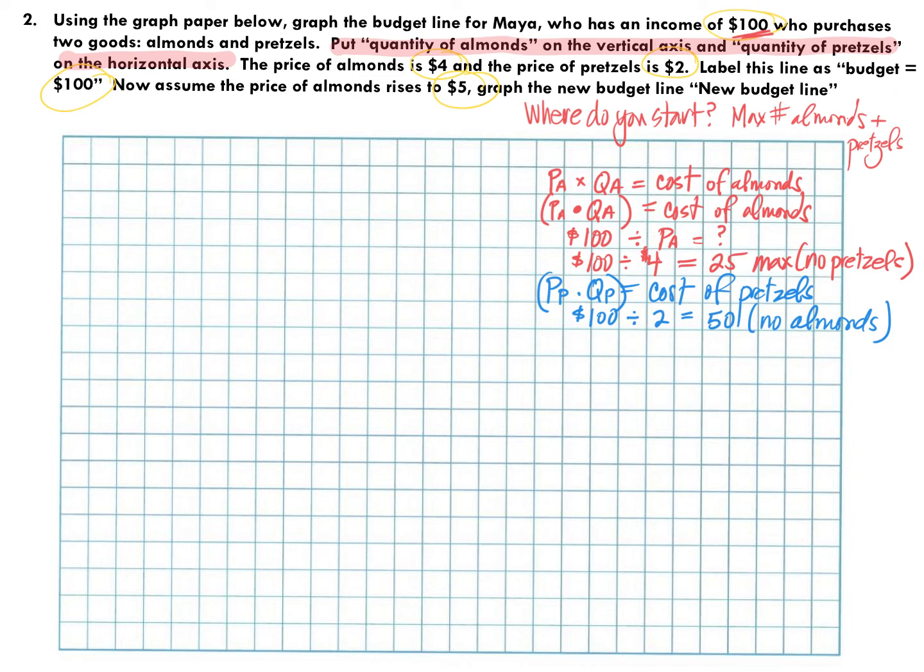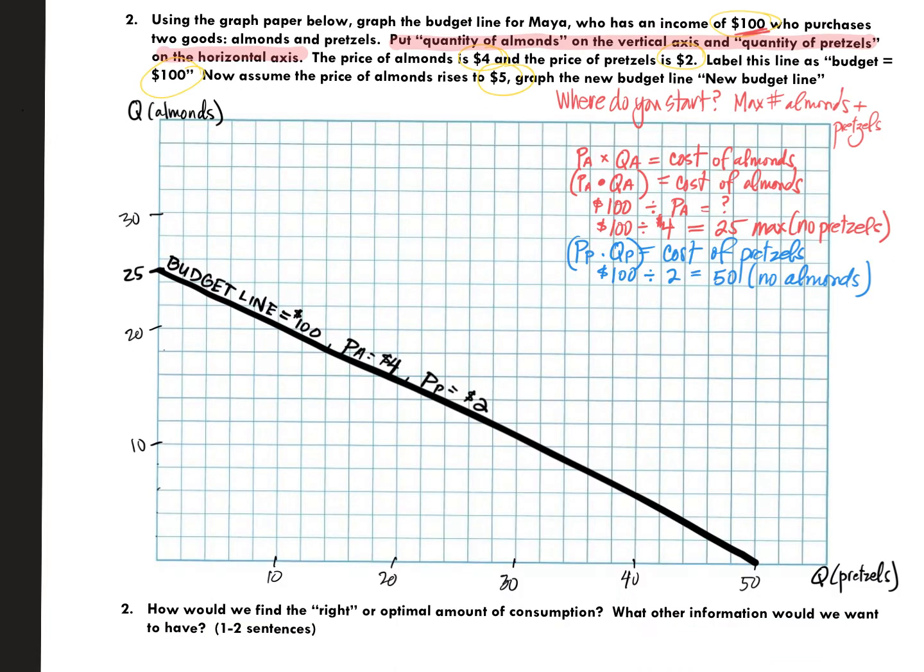Paying attention to the instructions, I'm supposed to put quantity of almonds on the vertical axis and quantity of pretzels on the horizontal axis. And here's your line. It's always good to write a little note on there to yourself. I've got you suggesting that you write budget line equals 100, but you can also add what prices are on that budget line.